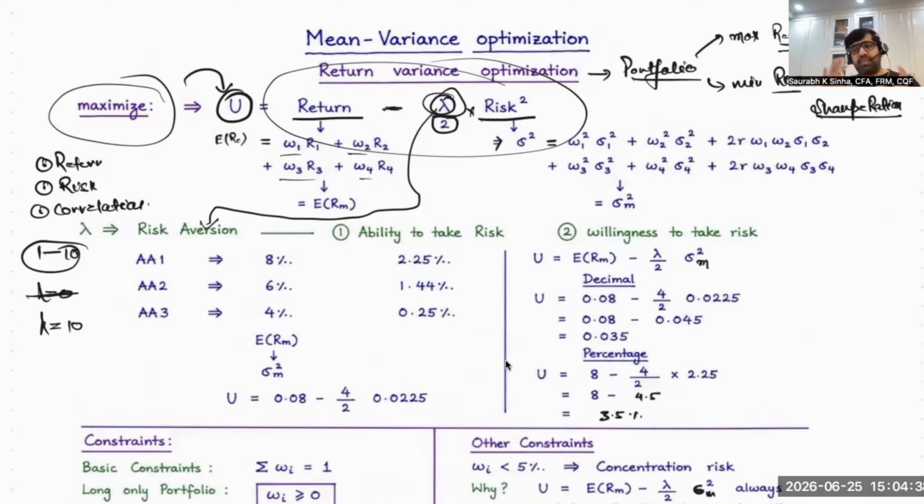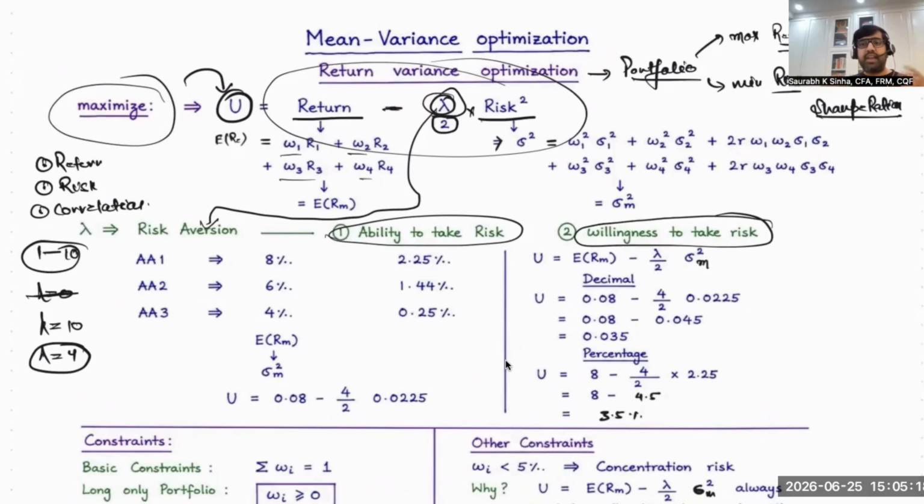On an average, portfolio managers see that people have a lambda of 4. Generally, the consensus between portfolio managers is that an investor has a lambda of 4. But that is a benchmark. A person can have more lambda or less lambda, depending upon what? The ability to take risk and the willingness to take risk. Ability to take risk is the person's financial statement, the economic balance sheet of the person. The willingness to take risk is the willingness of the person to take risk, right?